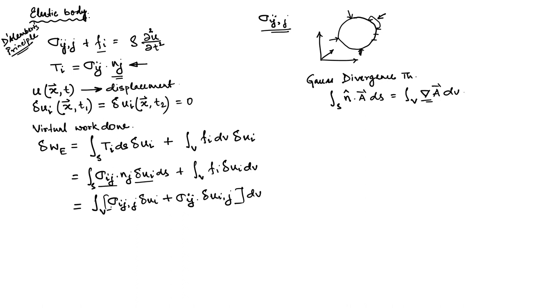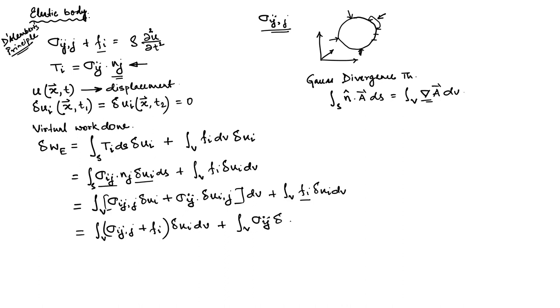So, this is the chain rule that I have applied, plus the second term, the volume integral f_i delta u_i dV. Okay. So, what we can see is that we have the volume integral of sigma_ij,j plus, we can take this f_i inside, f_i whole multiplied by delta u_i dV, plus the volume integral sigma_ij delta u_i,j dV.